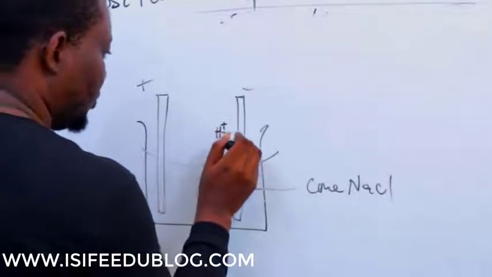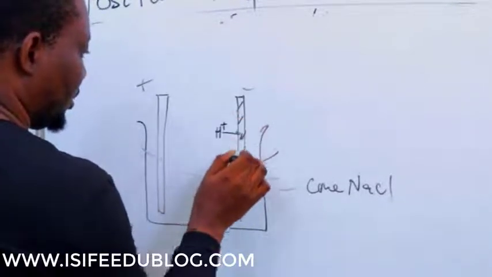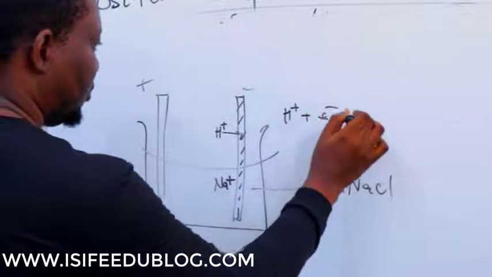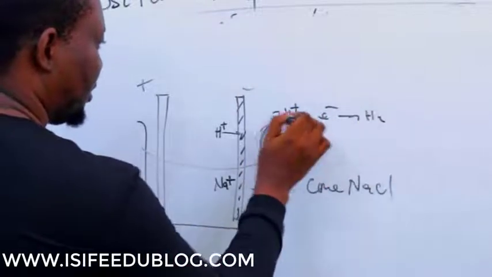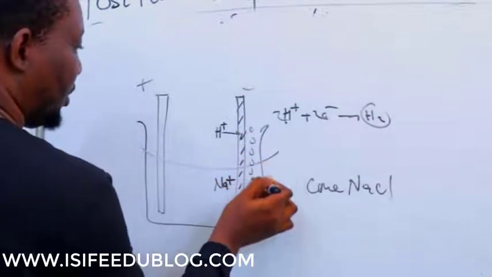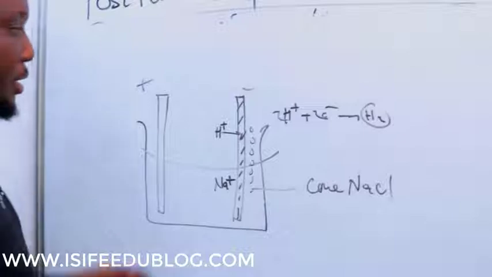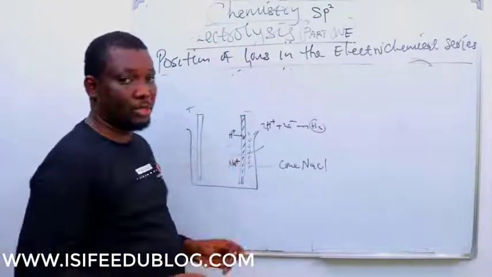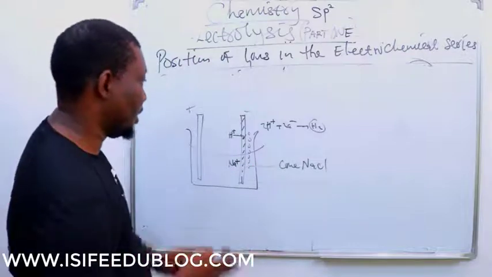As soon as this one goes here, it gains electrons and then goes like this. So we have a bubble here, it means effervescence. There is nothing that's going to be added to the electrode, so the cathode still remains the way it is.